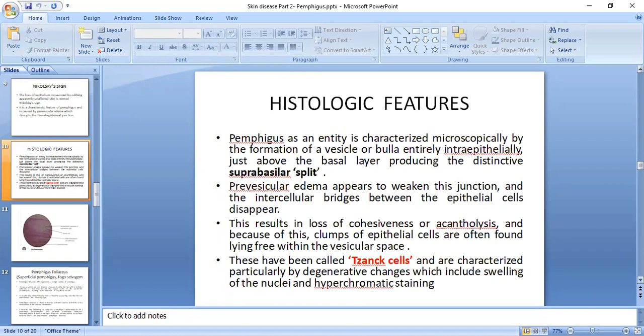This results in loss of cohesiveness, or acantholysis, and as a result of this, clumps of epithelial cells are often found lying free within the vesicular space. These are known as Tzanck cells and they are characterized by degenerative changes which may include swelling of the nuclei and hyperchromatic staining.